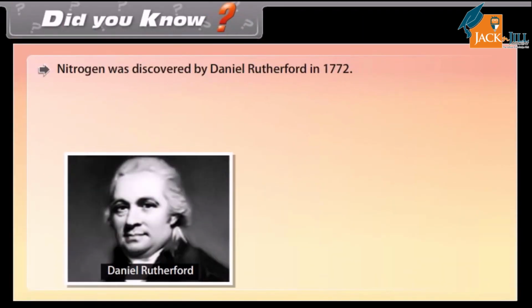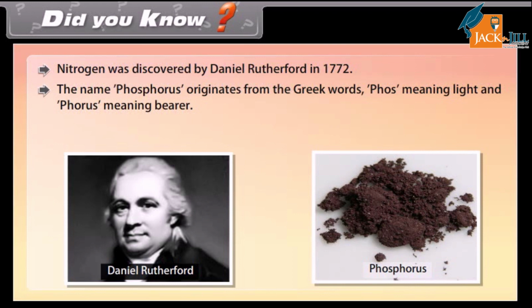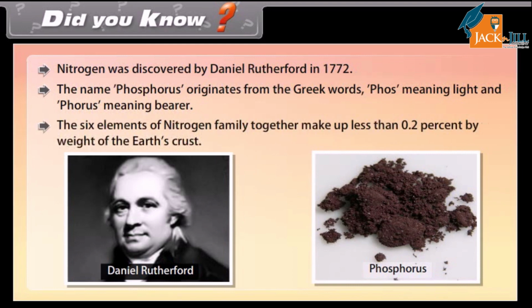Did you know? Nitrogen was discovered by Daniel Rutherford in 1772. The name phosphorus originates from the Greek word phos, meaning light, and phorus, meaning bearer. The 6 elements of the nitrogen family together make up less than 0.2% by weight of the Earth's crust.